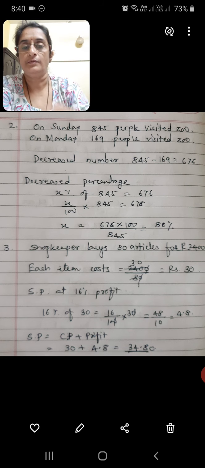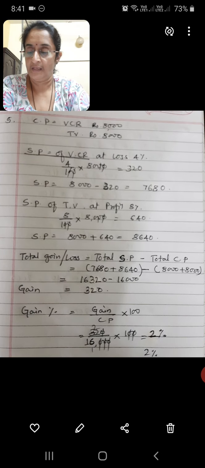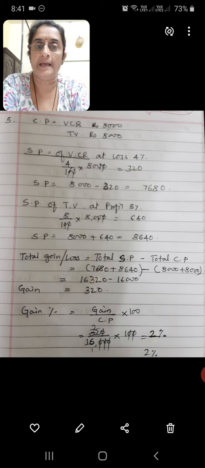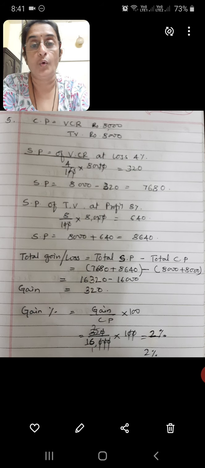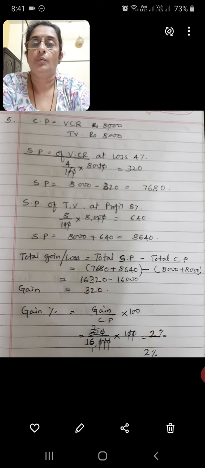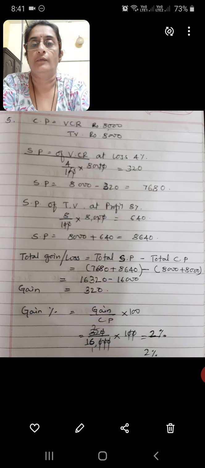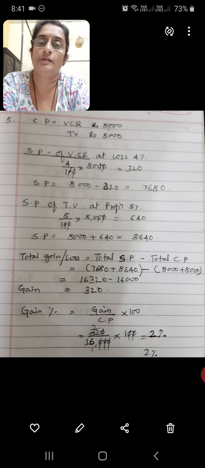Now let us go to the fifth question. The question is, a VCR and TV were bought for rupees 8,000 each. The shopkeeper made a loss of 4% on VCR and a profit of 8% on TV. Find the gain or loss percent on the whole transaction. Now here what is given? A shopkeeper has bought one VCR and one TV for 8,000 each. So the cost price of VCR is 8,000, and the cost price of TV is also 8,000.